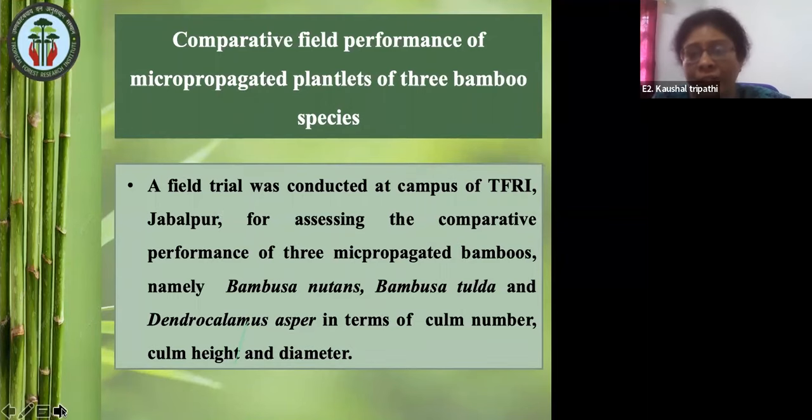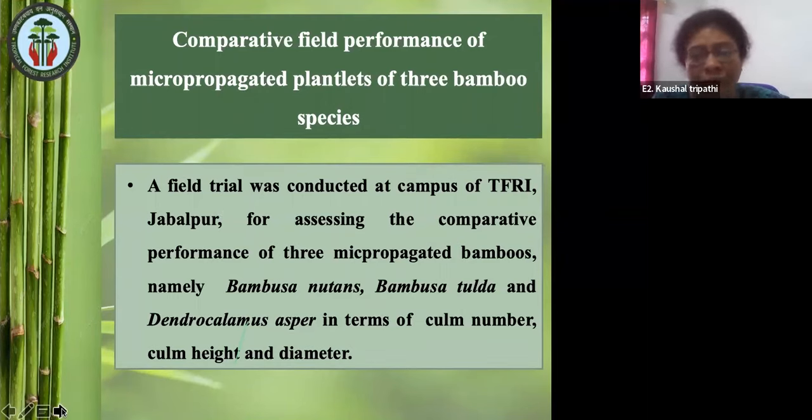Next slide, please. And then we have raised a comparative field trial of the tissue culture raised bamboo of Bambusa nutans, Bambusa tulda, Dendrocalamus asper at TFRI Jabalpur. Next slide, please. And this is the view of our comparative field trial of tissue culture raised bamboo. Next slide, please. And this is the view of our germplasm bank with accessions from 3 different states. Next slide, please. And also we are in the process of establishing a bambusetum.